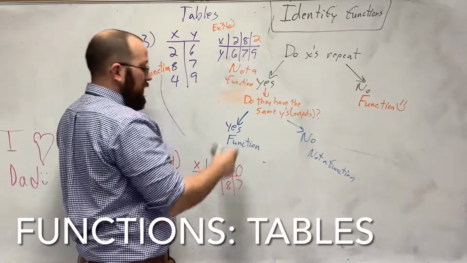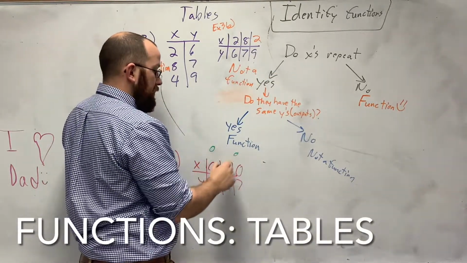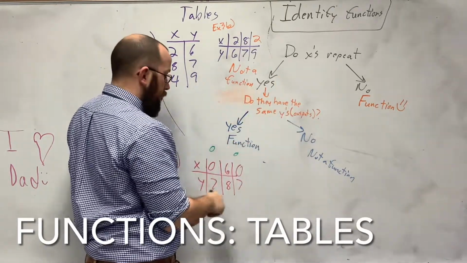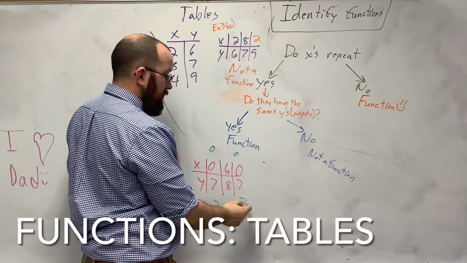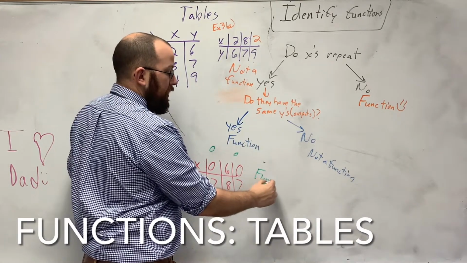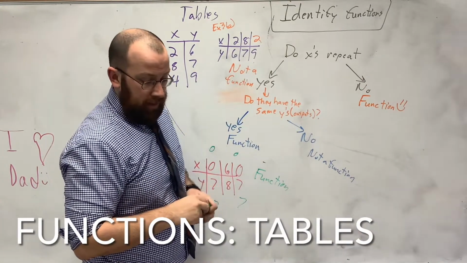All right, so do the x's repeat down here on example 4? Well, yes, I have a 0 and a 0. They do repeat. So, yes, do they have the same y's? So this is 7 and 7. Yes, they do have the same y's, so this is a function. That's all you have to ask yourself. Follow the chart and you'll be just fine.